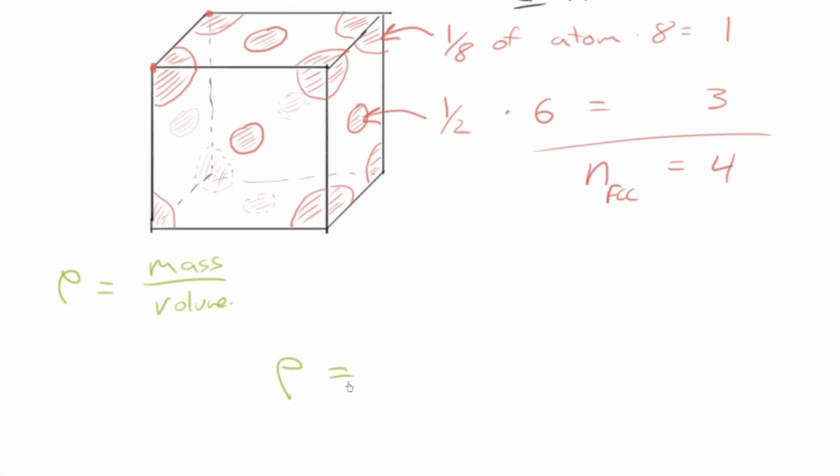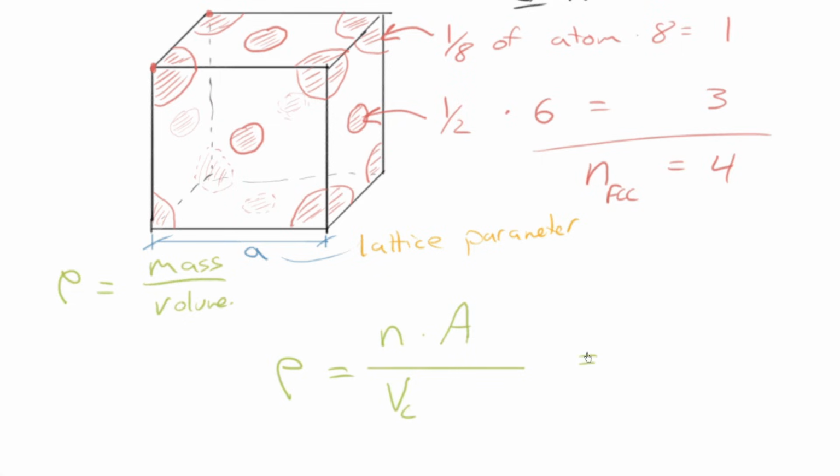Okay, the density is going to be equal to the number of atoms in the unit cell times how much each atom weighs. And what's that? Well, that's the atomic weight, or molar mass. And then we're going to divide by the volume of the unit cell. Now, to get the volume of the unit cell, I should specify that we define the edge length of the cube as a. We call that the lattice parameter. Okay, lattice parameter. And this is the volume of the unit cell.